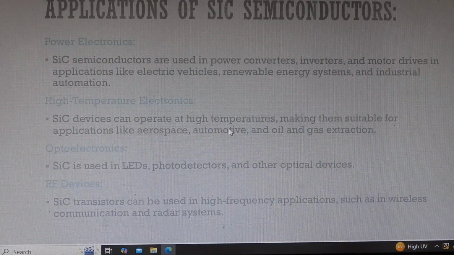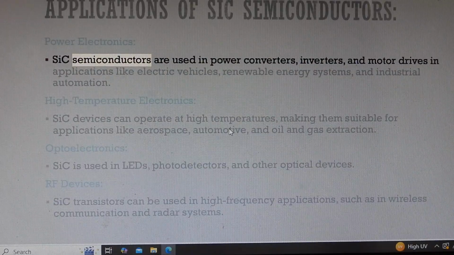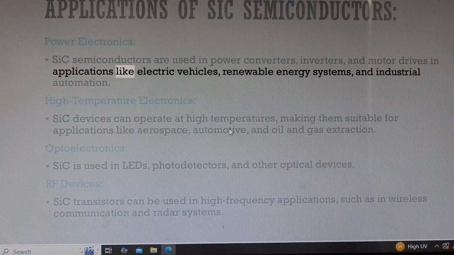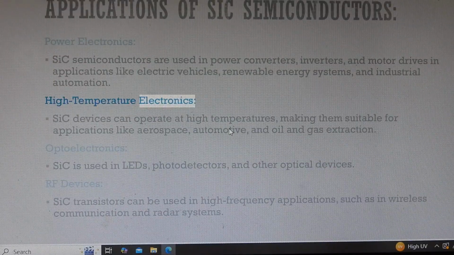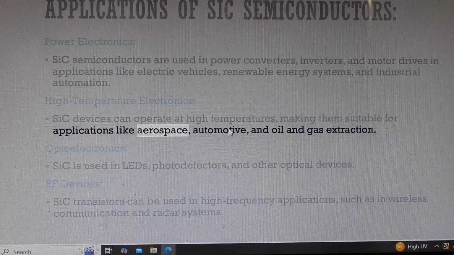Applications of SiC semiconductors. Power electronics. SiC semiconductors are used in power converters, inverters, and motor drives in applications like electric vehicles, renewable energy systems, and industrial automation. High temperature electronics. SiC devices can operate at high temperatures, making them suitable for applications like aerospace, automotive, and oil and gas extraction.